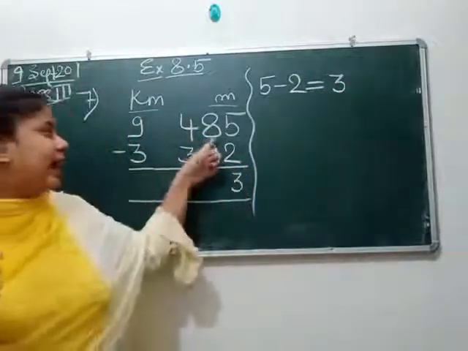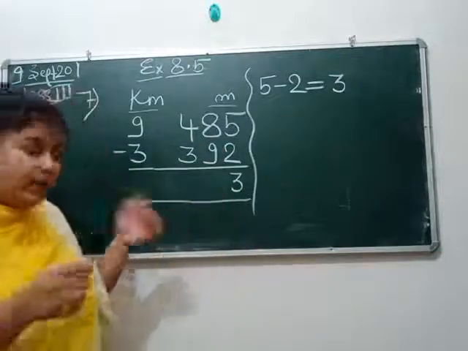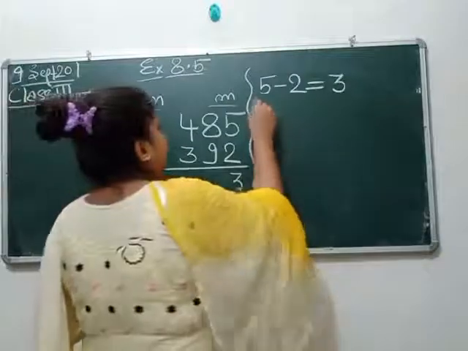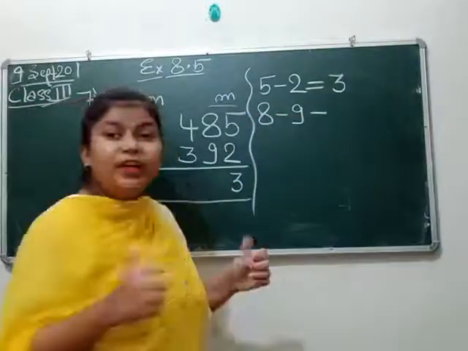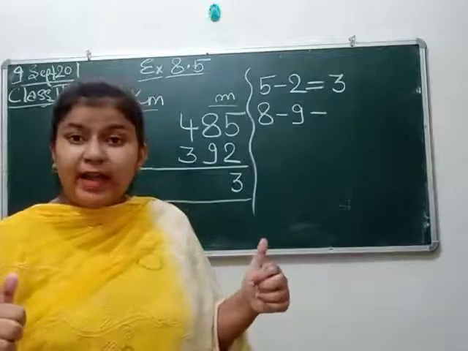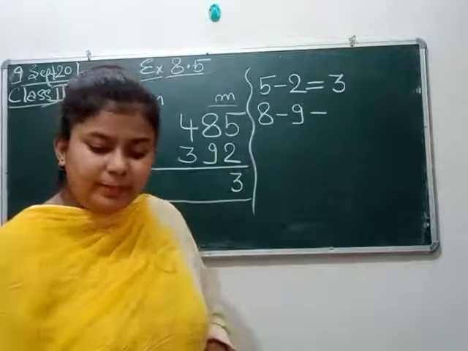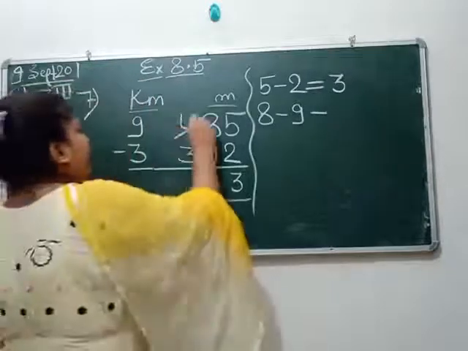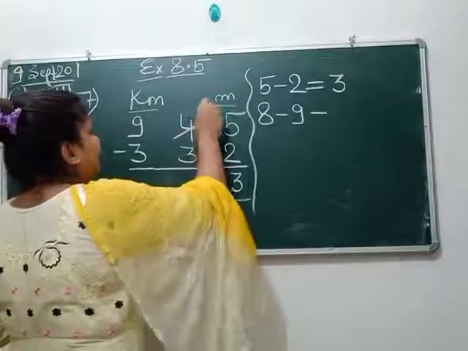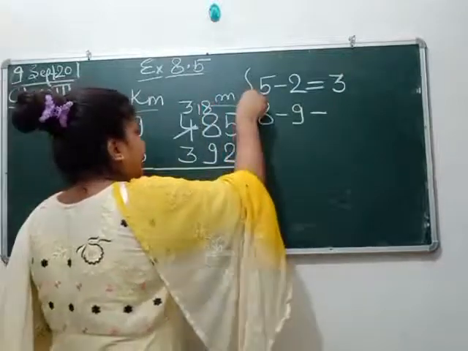At next place we are having 8 minus 9. We cannot subtract 9 from 8. So what we will do here? Now this 8 will take carry and this will become 18. And this 4 will become 3. Now we are having 18 minus 9.